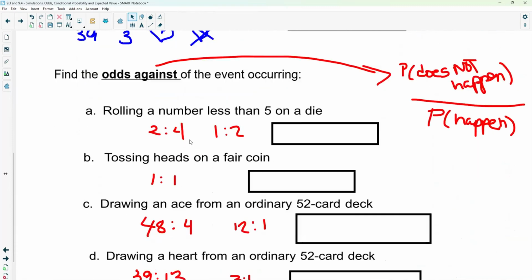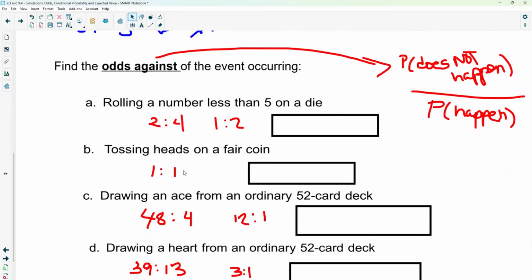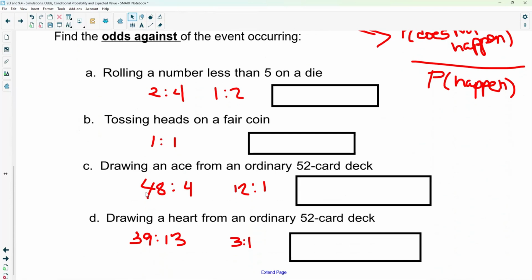Obviously, the one that doesn't change is the tossing of the coin, because again, it doesn't matter. You have 1 heads, 1 tails. See, but this is 48 to 4. So we're going to write 12 to 1. And you must write 12 to 1. That 1 stays because it is a ratio. It's 52 that are not aces over 1 that is an ace. I mean, sorry, 12 that are not aces over 1 that is an ace.